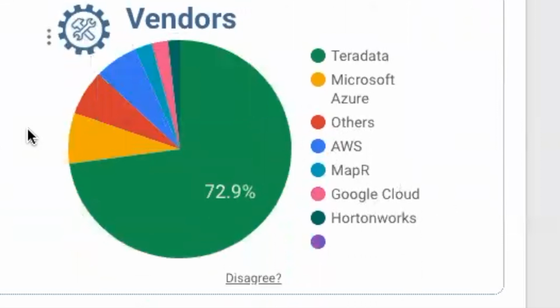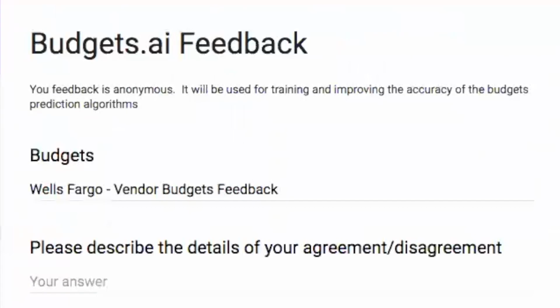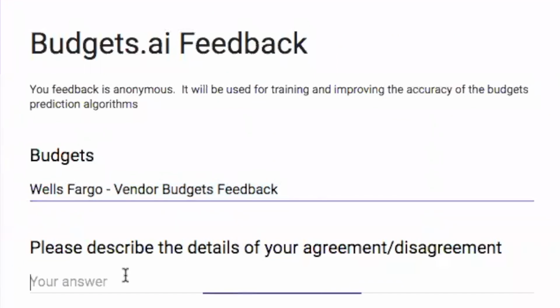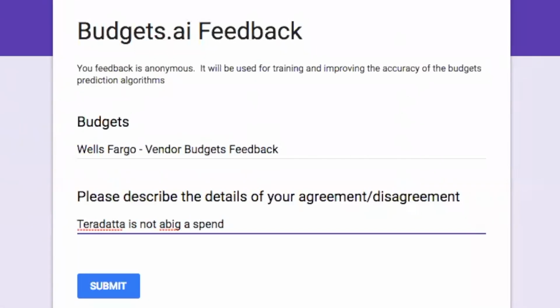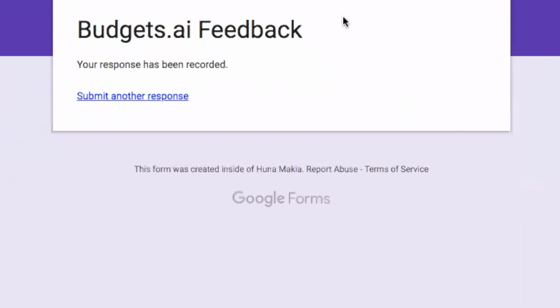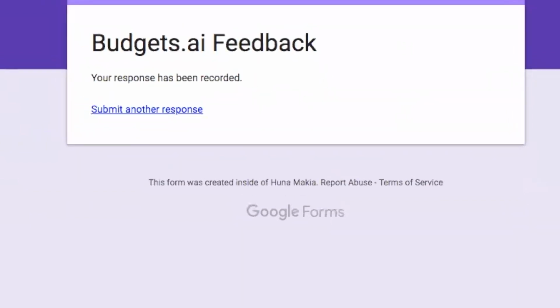Now, obviously, these are machine-generated numbers, and there is room for error. So anytime you feel like the numbers don't make sense or don't add up, or you are not comfortable, you can always click on the disagree button, and that would take you into an anonymous feedback. So here it says Wells Fargo, you don't agree with the vendor feedback, and you can say, like, Teradata is not that big a spend. You could basically submit that, and that would go into our feedback for our teams to analyze. And you can mention your name if you want to. If you want to stay anonymous, that's fine. It will help us improve the algorithms.